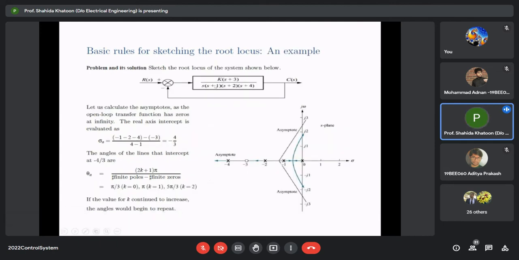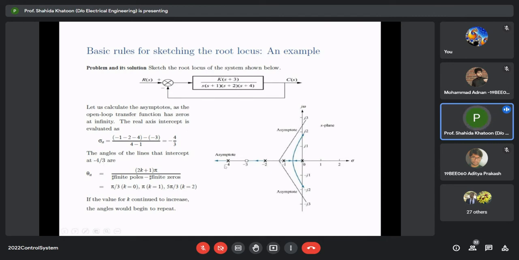There are four poles and one zero, so it is 4 minus 1, which is 3. The pole locations are minus 1, minus 2 and minus 4, and minus the zero location, which is at minus 3. So minus 1, minus 2, minus 4, minus (minus 3). So the asymptotes intersect at the point minus 4 upon 3, which is about minus 1.33. So sigma A, the line of intercept, is at minus 4 by 3.